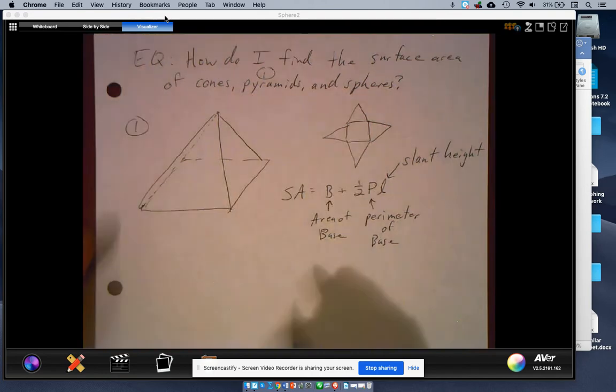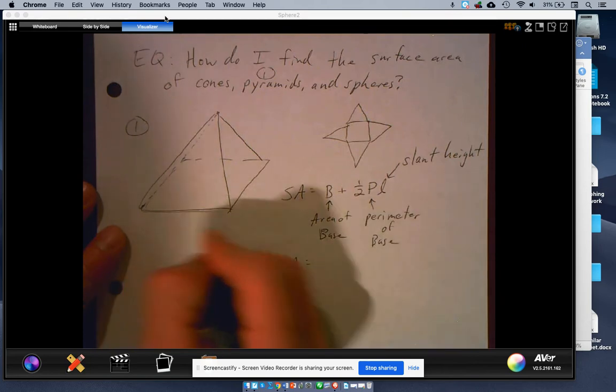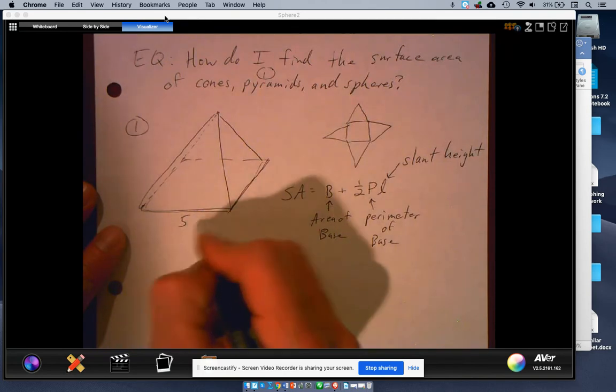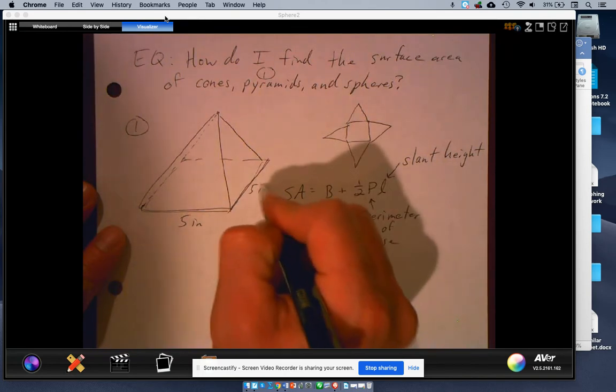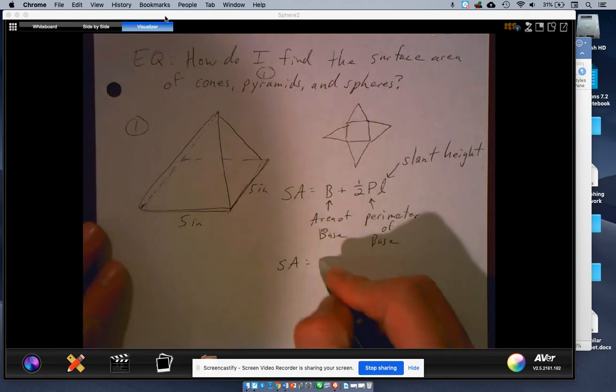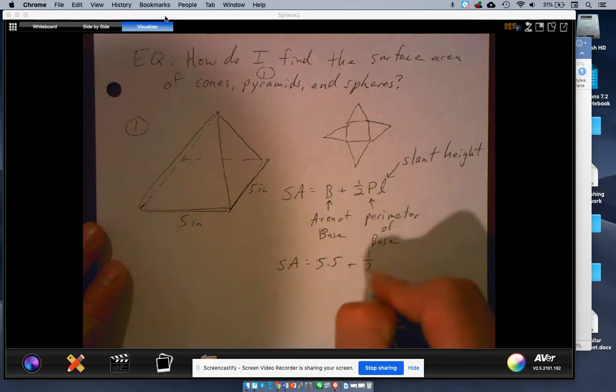So first of all, area of the base. So let's actually do this. Area of the base. So let's say it's a square here. And let's say it's 5 inches on a side. So if I have 5 inches on a side, that is, with a square, just length times width. So it'd be 5 times 5. So I'm just going to go 5 times 5. That's going to be the area of the base. So that's B. Plus 1/2.